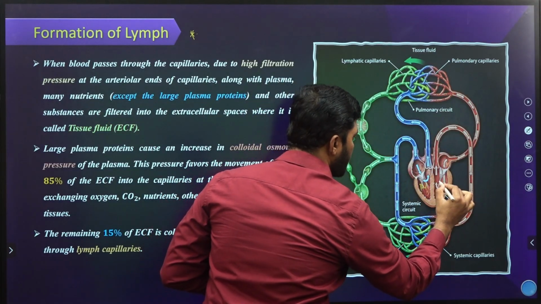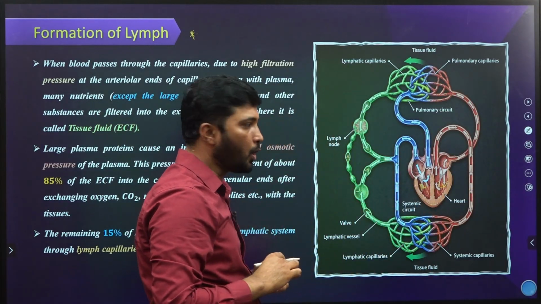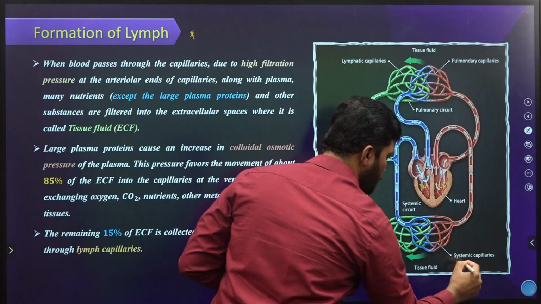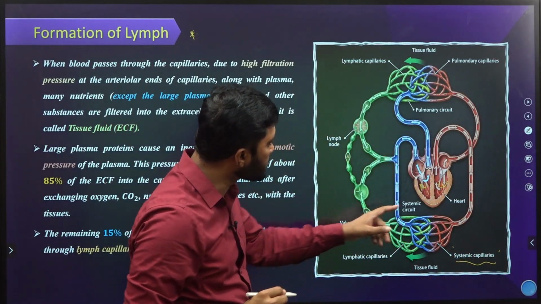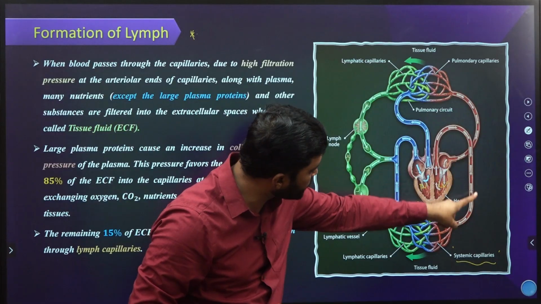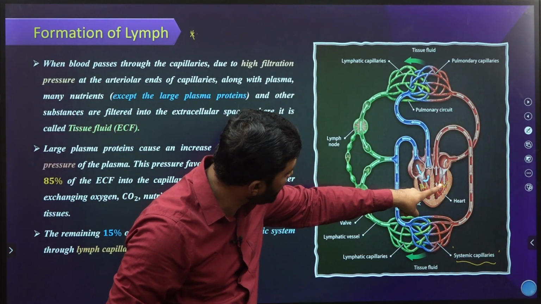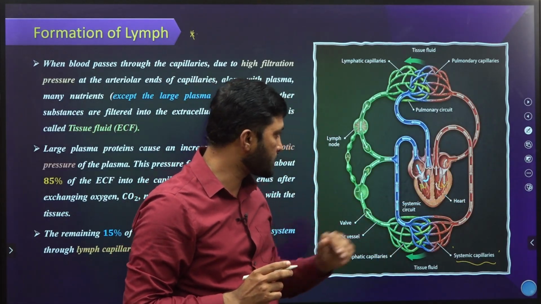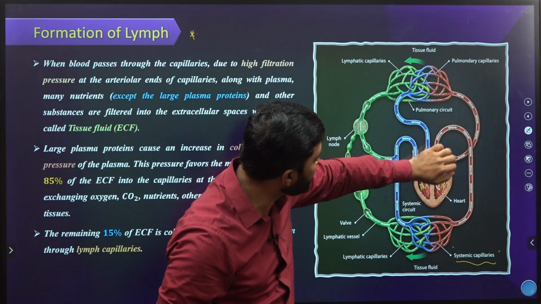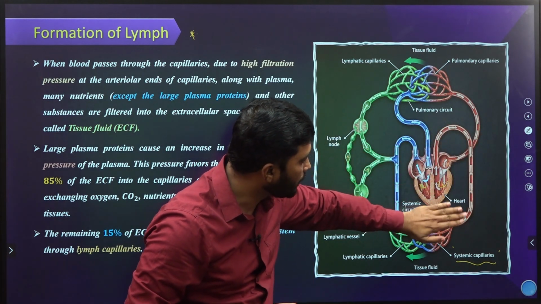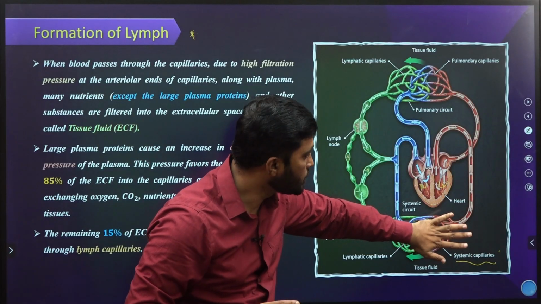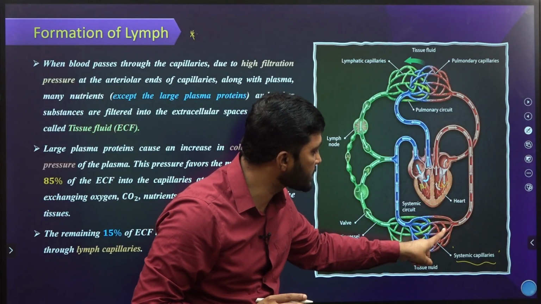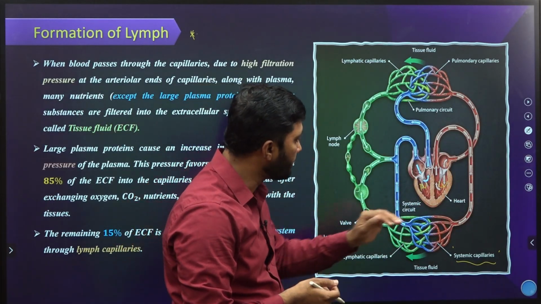Exchange. Next, the left ventricle pumps oxygenated blood towards the systemic capillaries, the body tissues. If you focus on the left ventricle circulation, the oxygenated blood is pumped towards the body capillaries, the systemic capillaries. Once oxygenated blood is transported to the systemic capillaries, due to high filtration pressure in the arteriolar ends of capillaries, what happens?